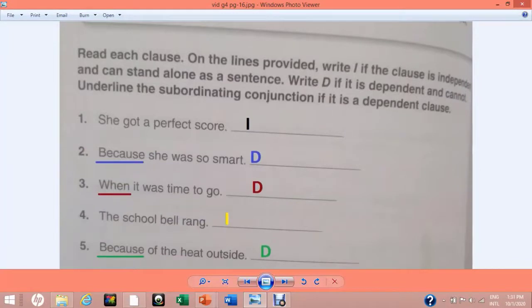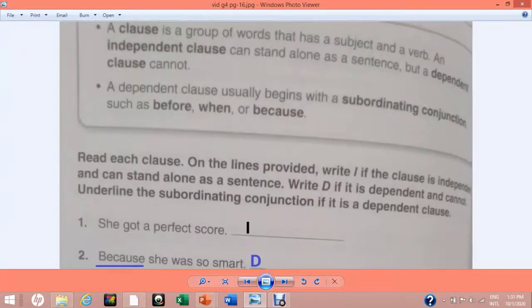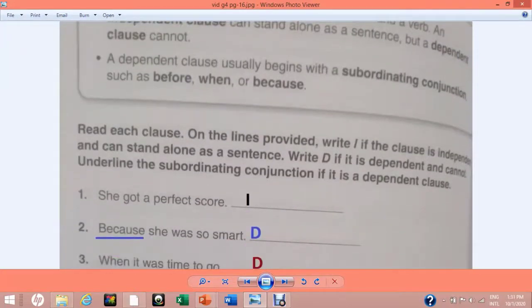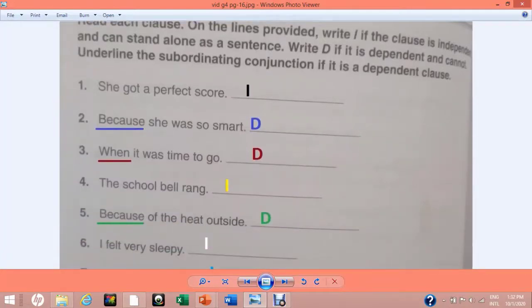Number 1, she got a perfect score. You will not find any subordinating conjunction like before, when, or because. So automatically it will be declared an independent clause. So as a token of answer, just write capital I. Number 2, because she was so smart, that is a dependent clause. You write capital D, underline because. Number 3, when it was time to go, it is a dependent clause. You will underline when and also write capital D on the line.